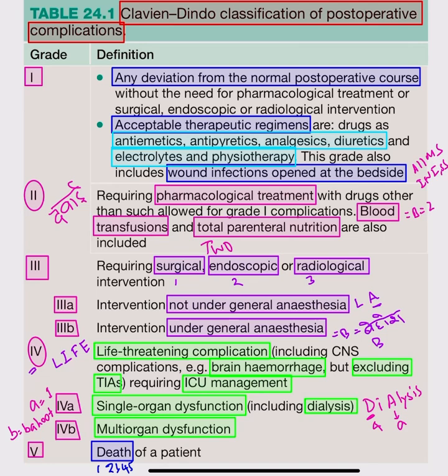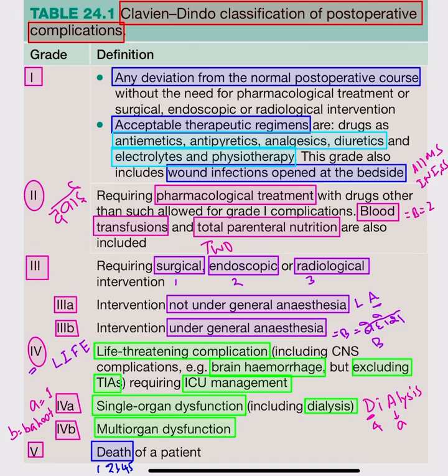Okay, so any deviation. In this deviation we can give a few normal, daily, commonly used drugs like antiemetics, antipyretics, analgesics, diuretics, electrolytes and physiotherapy. This also includes wound infection that is opened at the bedside. Okay, we just open the stitch, see, and normally drain the small collection. So this is also included in grade 1. This was recently asked in the AIIMS SS examination.